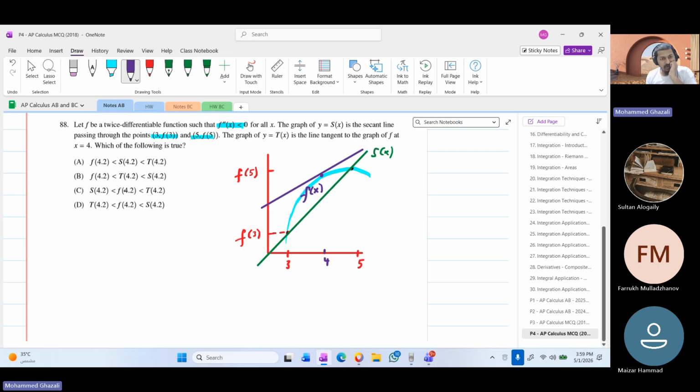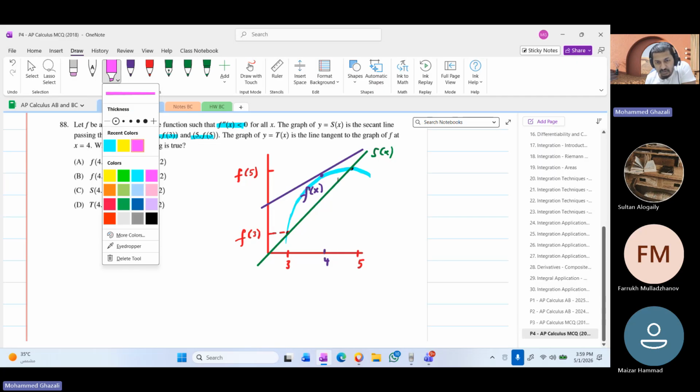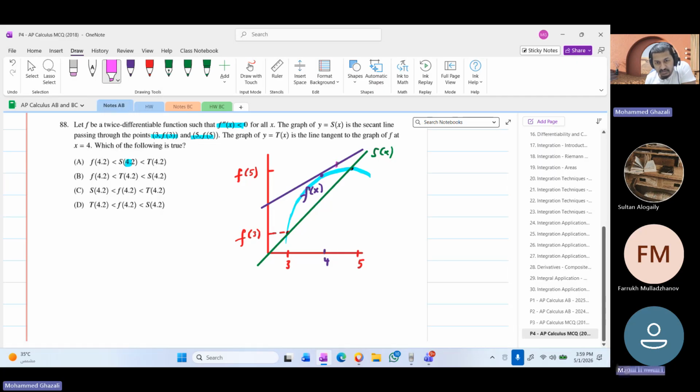Now, what do they want? They want an approximation of 4.2. To approximate 4.2, it is somewhere around here. Let me draw a vertical line. 4.2 is just after 4, right? So you're going to get one approximation on the tangent line, one approximation here on the graph of F, and one approximation here on the graph of S.